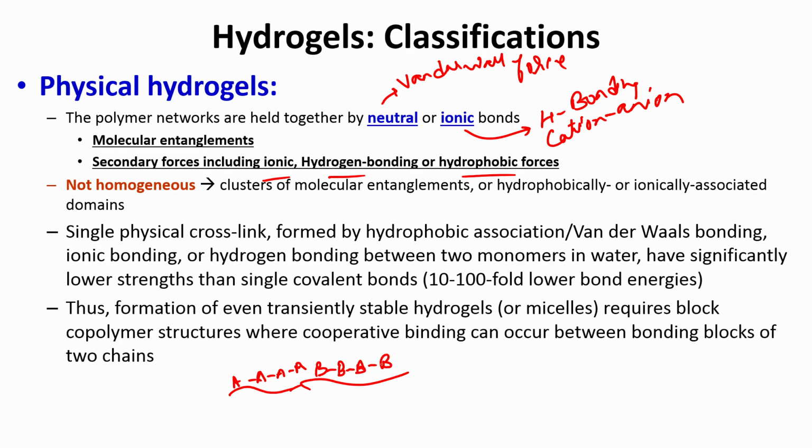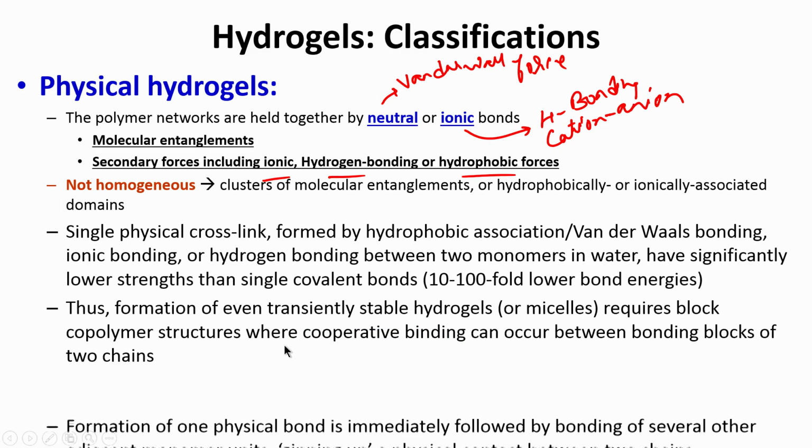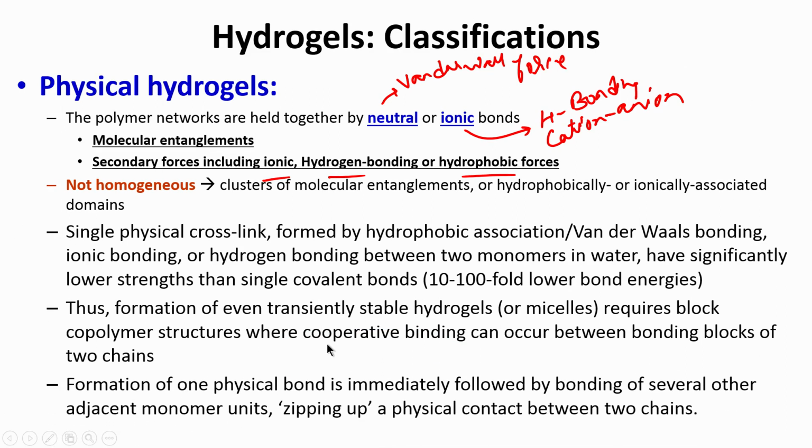If I have these, and there could be multiple chains of these, it's easier for them to come together. Because A can roll around and interact with the B here, there are lots of interactions, and they typically tend to form better physical hydrogels than the individual units, and that is how these will be much more stable. And then formation of one physical bond is immediately followed by bonding of several others. So at that time you are basically talking about zipping up these contacts.